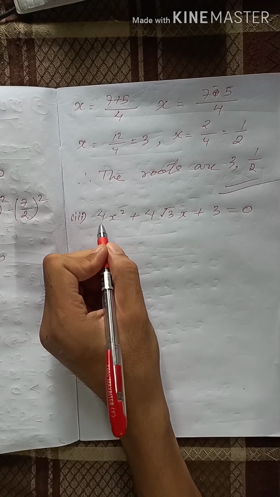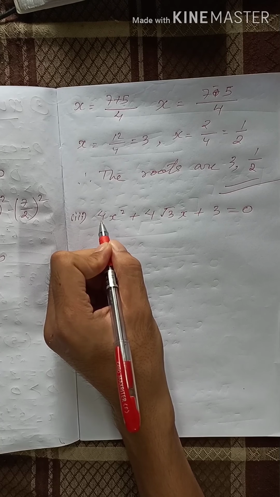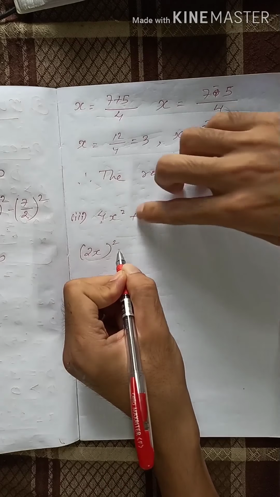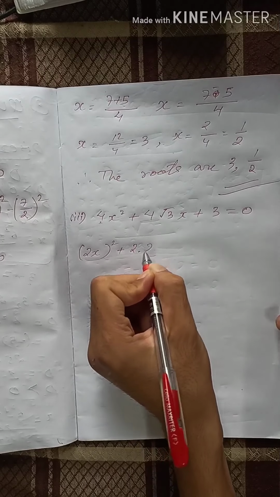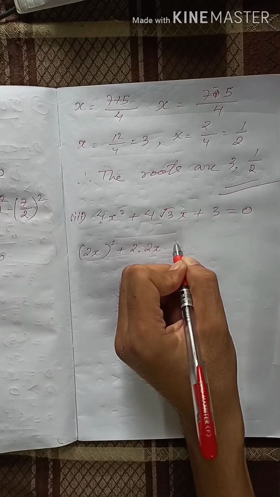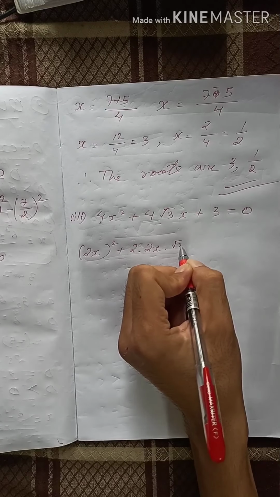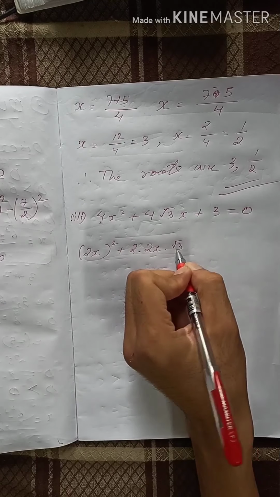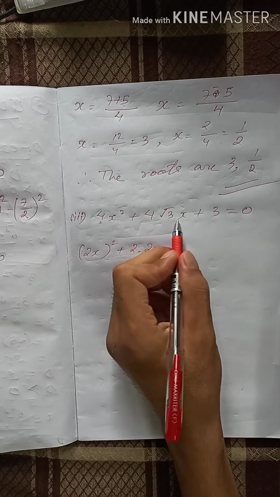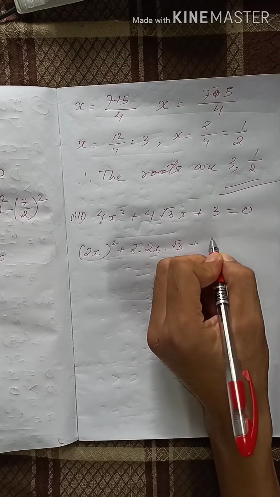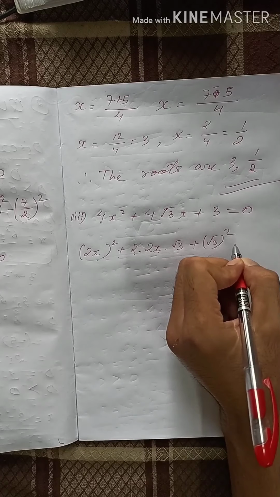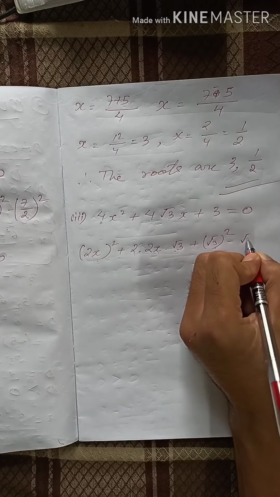Now this 4 is already 4, we can write as 2 whole square. So this will become 2x squared, see plus, so plus twice a, 2 into 2, b should be root 3. 2 into 2 is 4, into root 3 is 4 root 3x. So this will exactly give us this value. So b is root 3. A square plus twice ab plus b square, completing the square method, minus root 3 square.